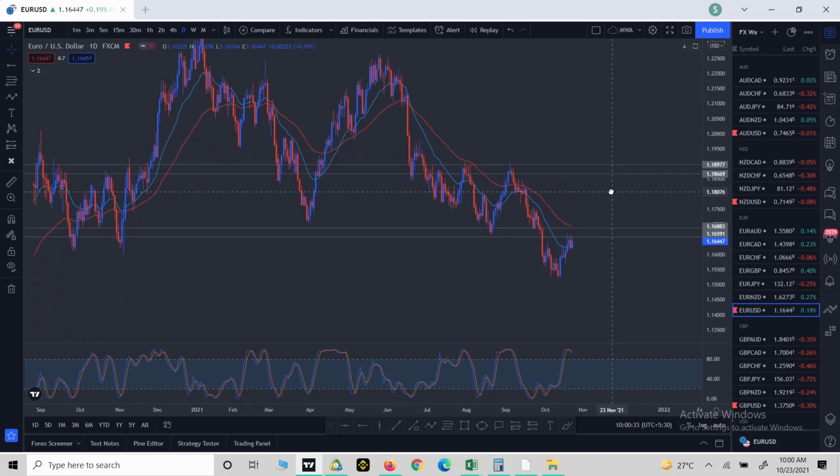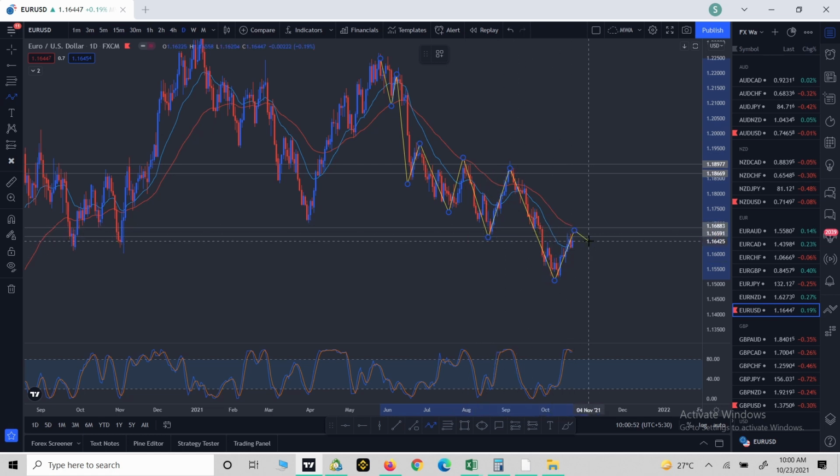Next, EURUSD. Starting from here, we have the high, low, lower high, lower low, lower high, lower low, lower high, lower low, lower high, and then we broke and closed below the previous low. Right now the price is right into the recent broken zone.